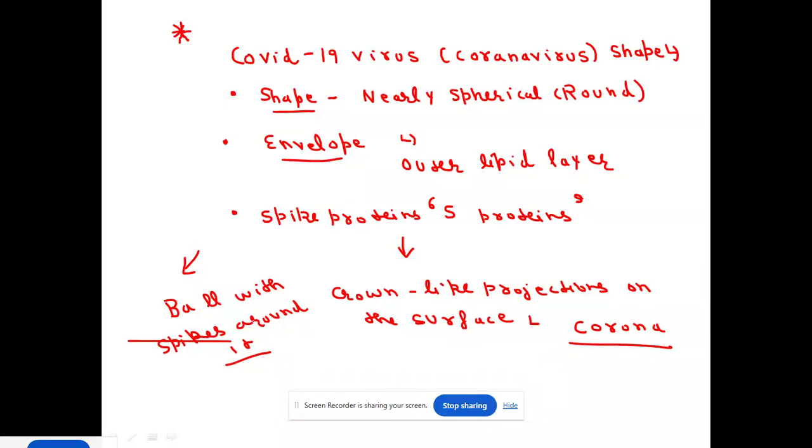So a question can come: what is the genetic material in case of the COVID-19 virus or coronavirus? Remember, that is RNA, which is not DNA. RNA is the genetic material, and again that is single stranded RNA. A question can come, so for knowledge also it is important: single stranded RNA is there.